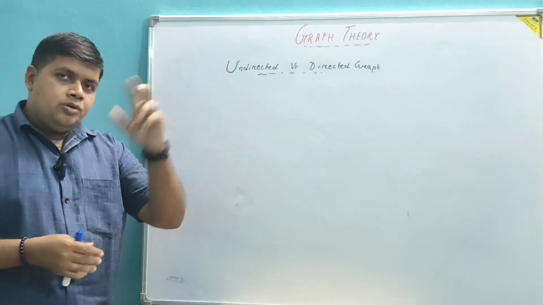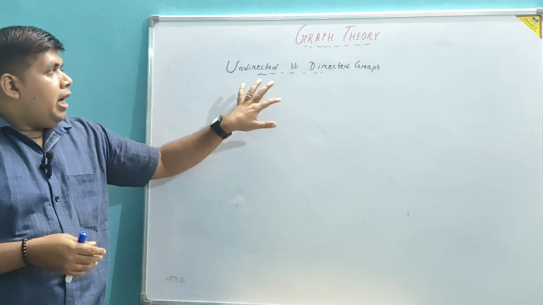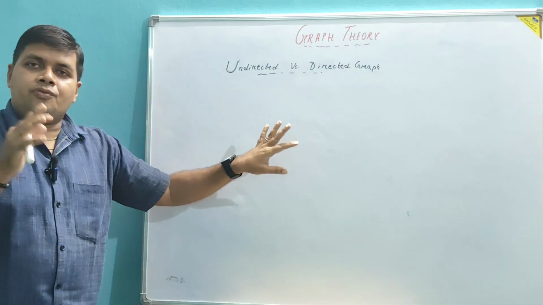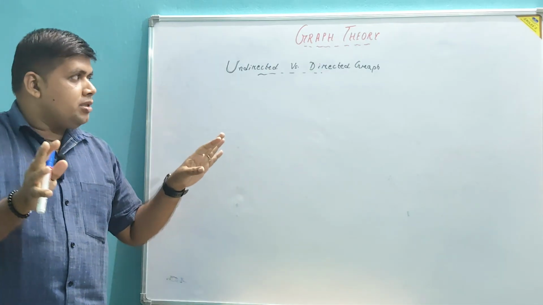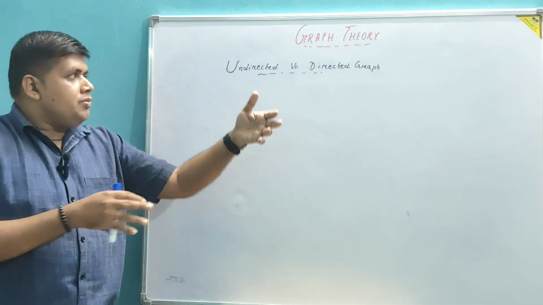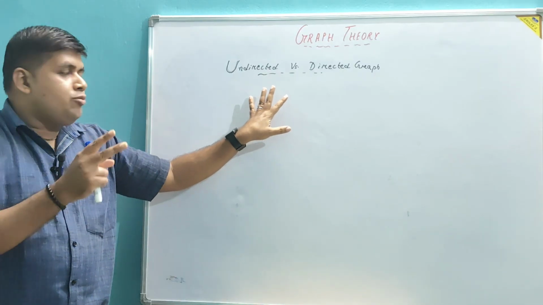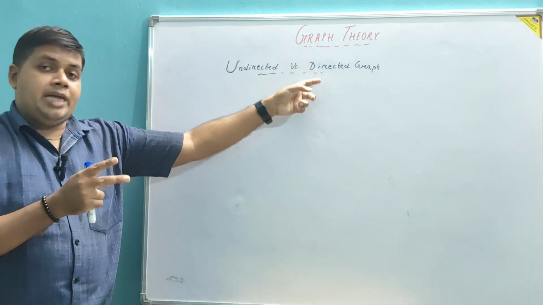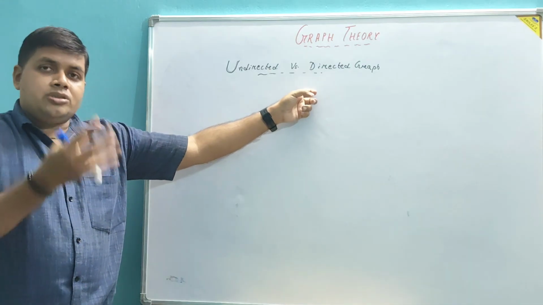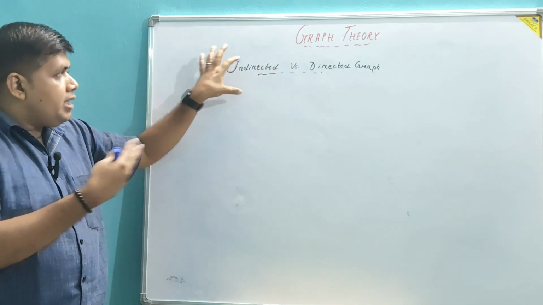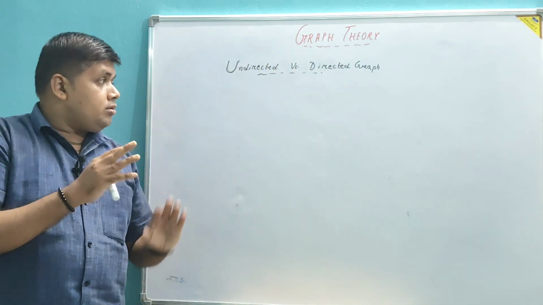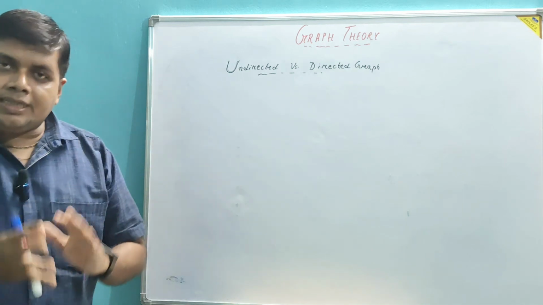In this video, we will be discussing the two major types of graph. There are many types of graphs, which we will discuss in subsequent videos, but in this video we will be discussing two main types. One is the undirected graph, another is the directed graph, because in most cases we encounter these types of graphs, undirected as well as directed graphs.